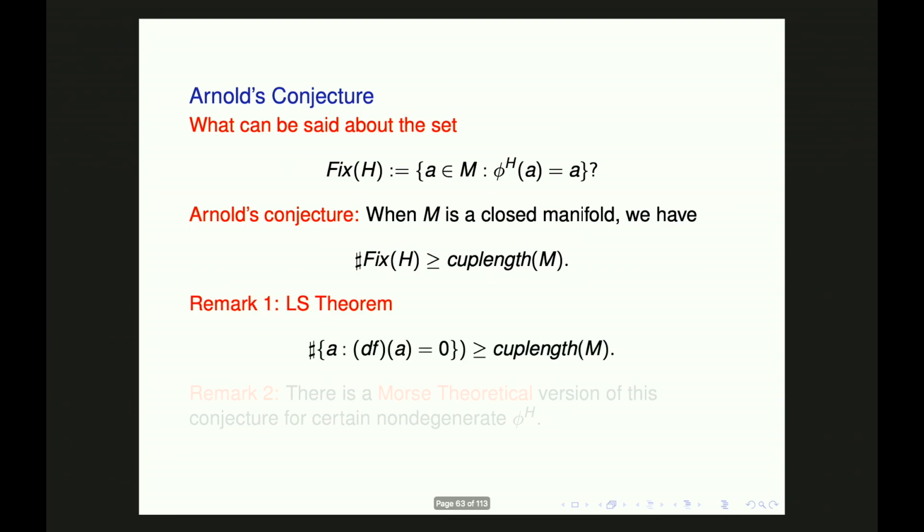And I should mention that this is related to something called Lusternik-Schnirelmann theory, which basically says that if you have a scalar-valued function f on a manifold, then you have a universal sharp lower bound on the number of critical points, meaning a lower bound that is independent of f, because the left-hand side is independent of the choice of Hamiltonian. That's the significance of this inequality.